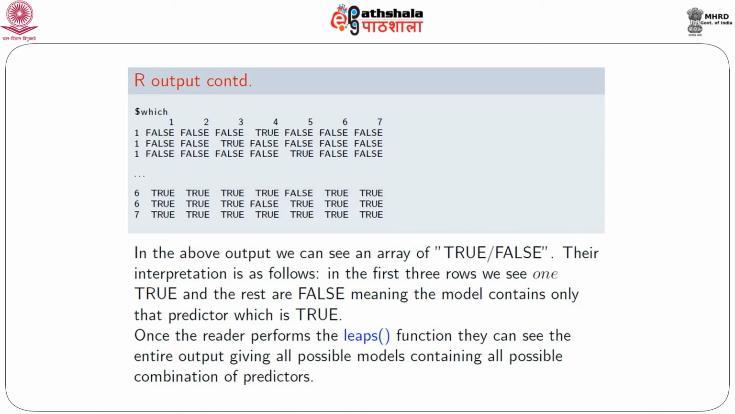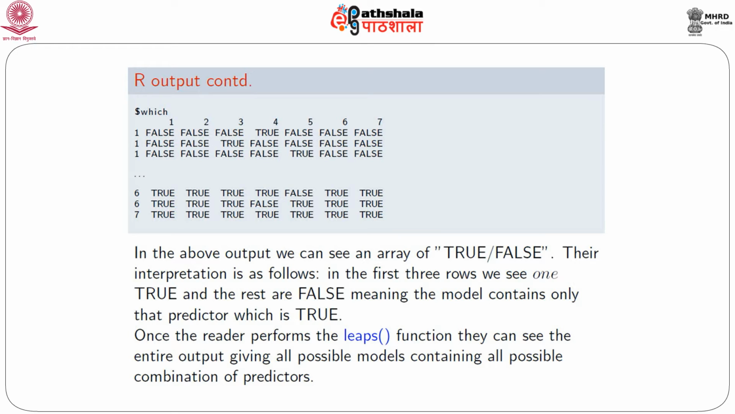In the above output, we can see an array of true and false. Their interpretation is as follows. In the first 3 rows which are included in the output, we see 1 true and the rest are false, meaning the model contains only one predictor, and the others are not present.